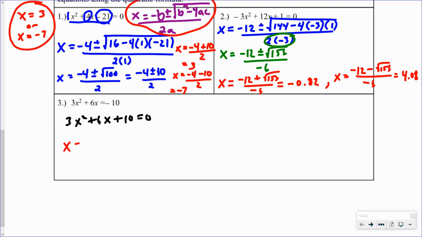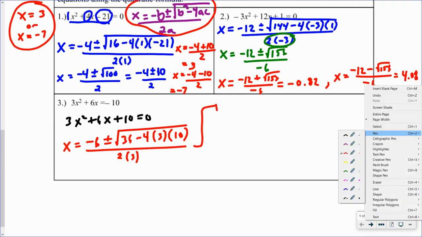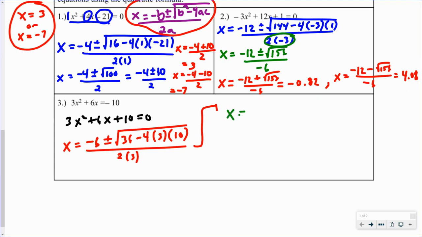So x equals -6 plus or minus the square root of b squared, which is going to be 36 minus 4 times a, which is 3, times c, which is 10. And I apologize that my computer is acting up on me a little bit. I'm not registering this accurately, so just make sure that you're following along. And that's going to be over 2a, so 2 times 3. Okay, now we're going to go up here a little bit, and let me grab a different color. And what we're going to get is x equals -6 plus or minus the square root of.